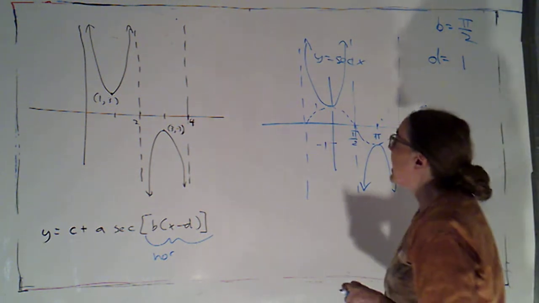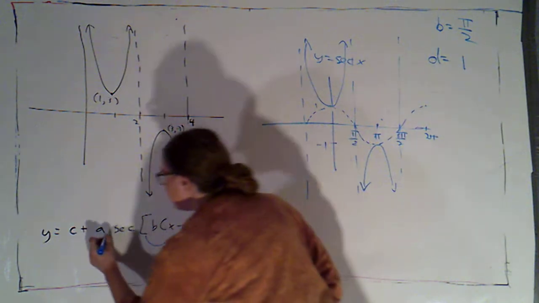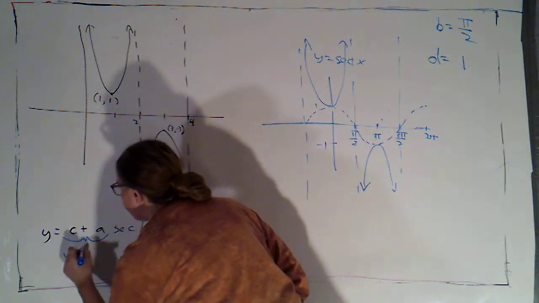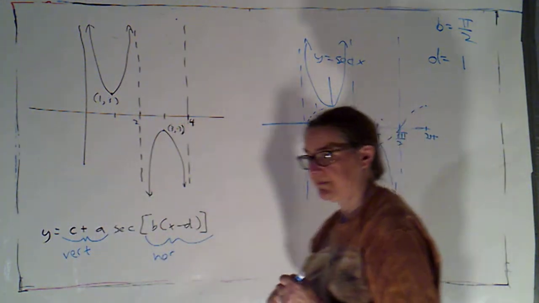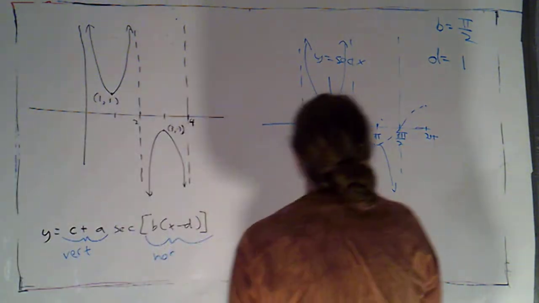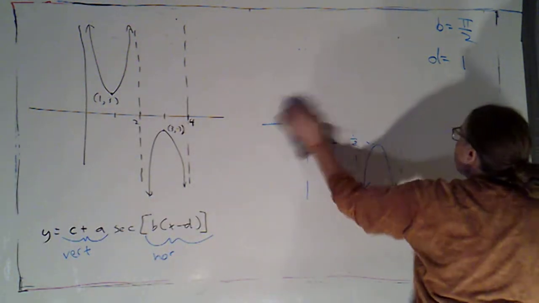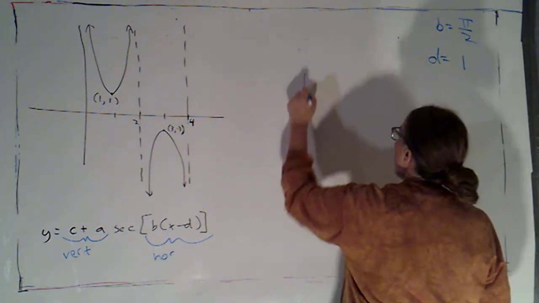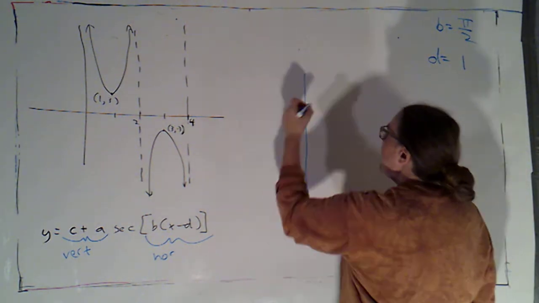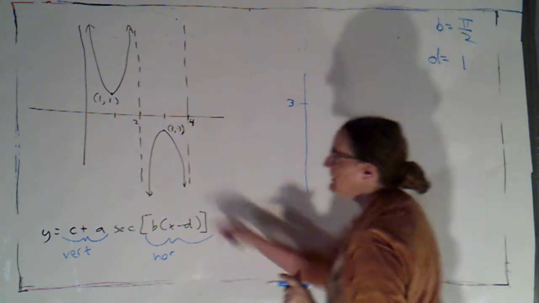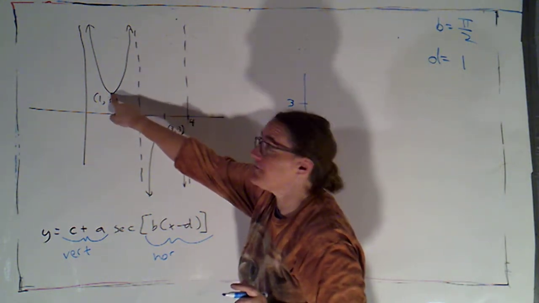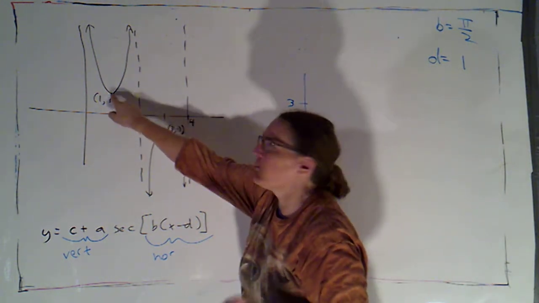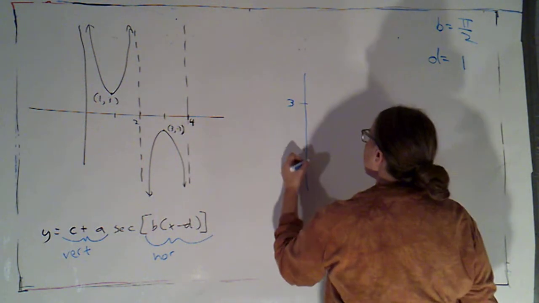So now I just want to take a look at my c and my a, which are going to be the vertical things. Okay. So if I take a look at what I have here, just looking at my y-axis here, 3 is the low point of these positive bumps, so that would have been the high point of cosine.